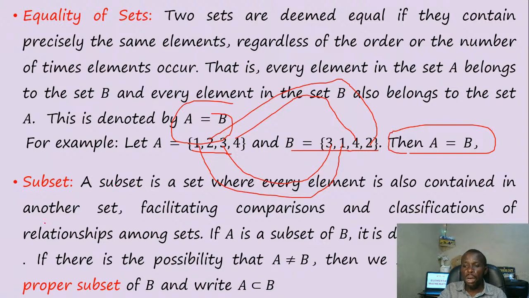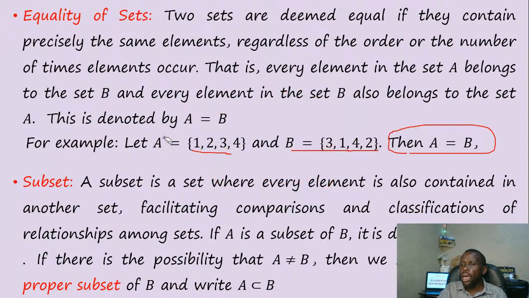Now, the next one, let's talk about the subset. A subset of B. A subset is a set where every element is also contained in another set. Now, I will explain the difference between the equality of sets and the subset. They are totally different. A subset is a set where every element is also contained in another set, facilitating comparison and classification of relationships among those sets.